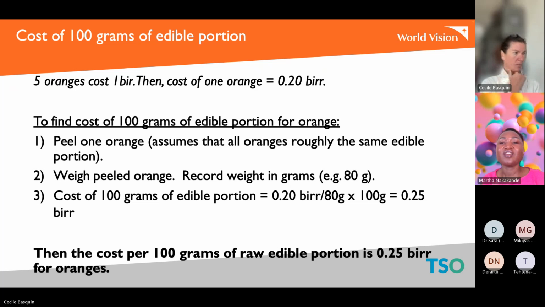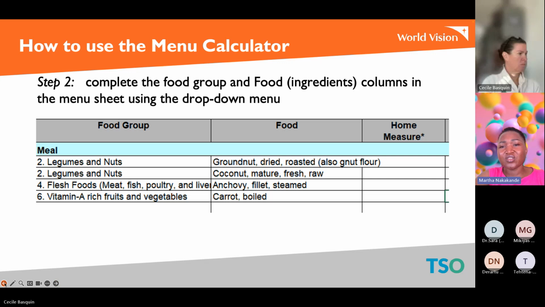If it is a pumpkin, because you have to peel, you'll buy it, you will peel it, and then you will weigh it, and then you will determine how much 100 grams of that yam would be in terms of the birr. Then you'll calculate. So that's the value you input in that section, in column H, which is cost of raw foods.